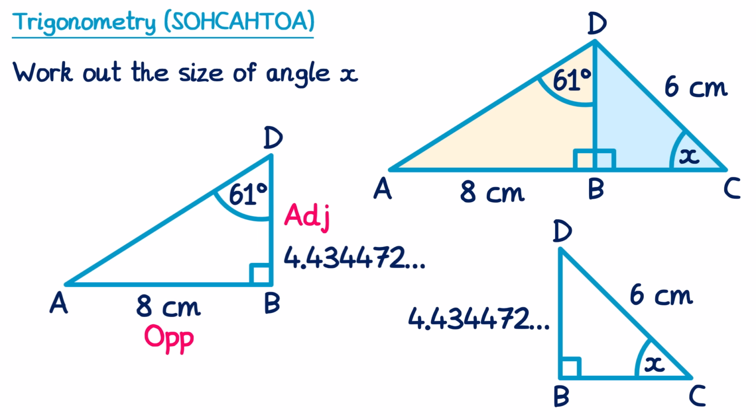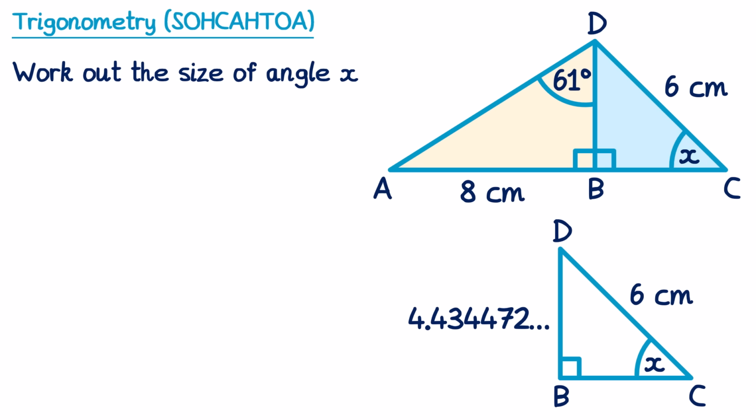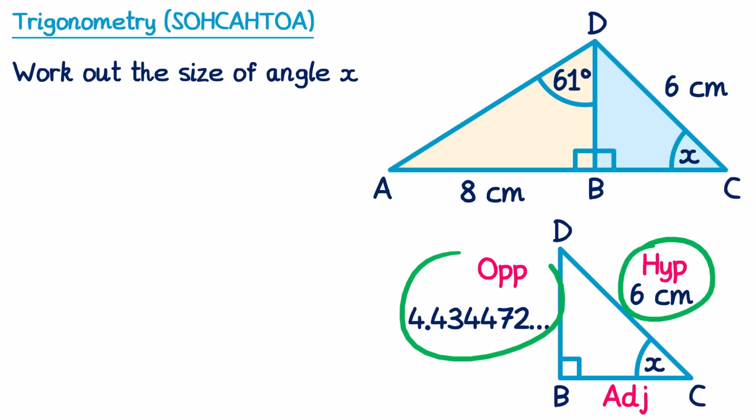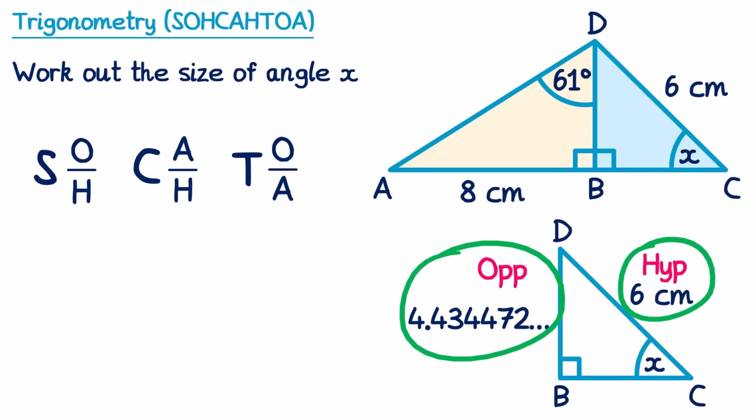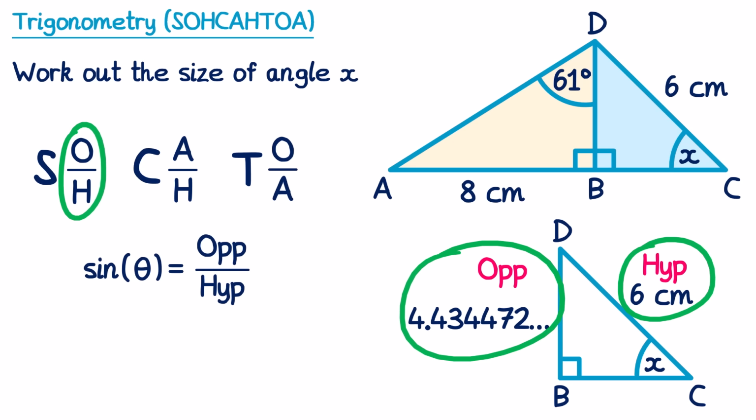So let's see if we can now use this triangle to find the value of x. So if we label the triangle, the 6 is the hypotenuse, the side DB that we just found is the opposite, and the one at the bottom is the adjacent. You can see we have the hypotenuse, we have the opposite, and we don't have the adjacent, so that's the one we don't need. So if we look at SOHCAHTOA, we're after the one with the opposite and the hypotenuse, and that is sine. So if we write out sine theta is the opposite over the hypotenuse.